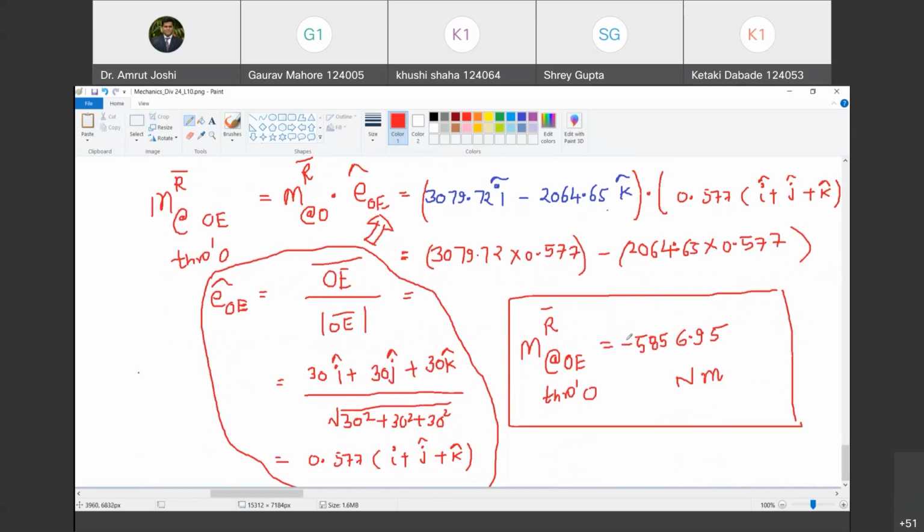And now this value has turned out to be positive. So we will also look at the meaning of positive value. So this is O. Are you with me? And this is E. If I join the line OE, and if I direct my thumb of right hand in the direction OE, the curved fingers will tell me the direction of this moment. So this moment is of this nature. Are you with me?